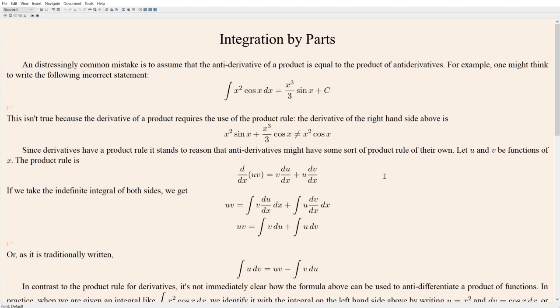And the first one is going to be what's called integration by parts. And you can think of integration by parts as being a sort of product rule for integrals.